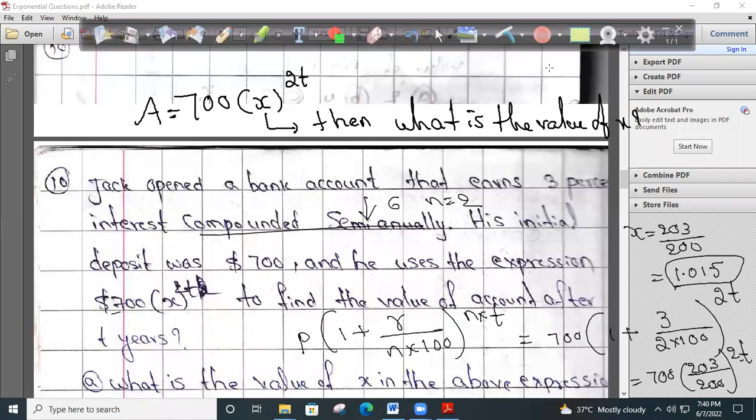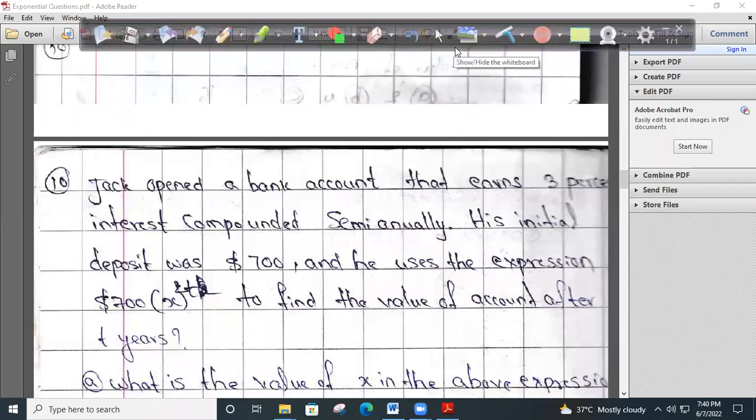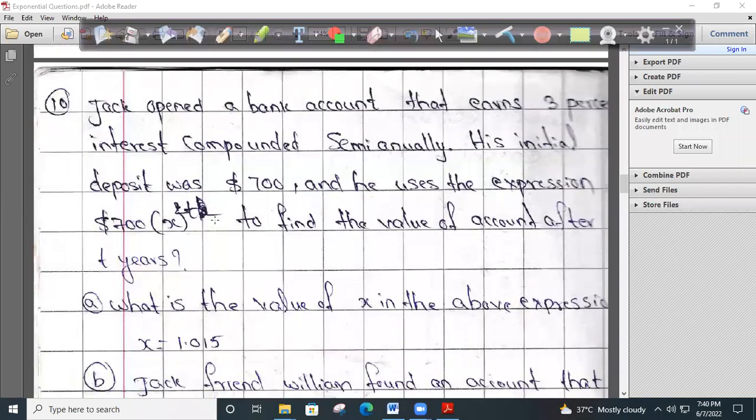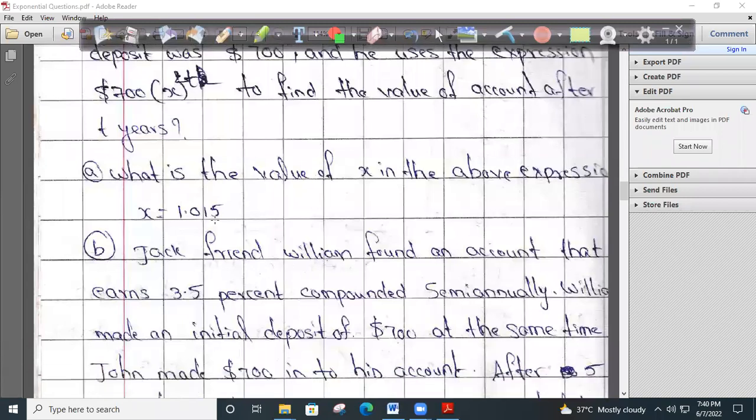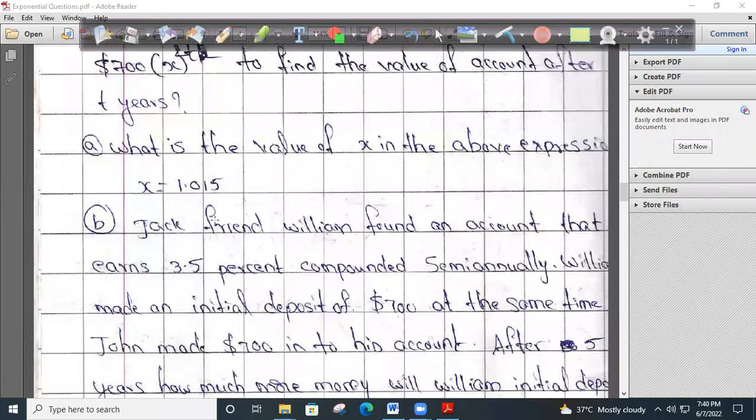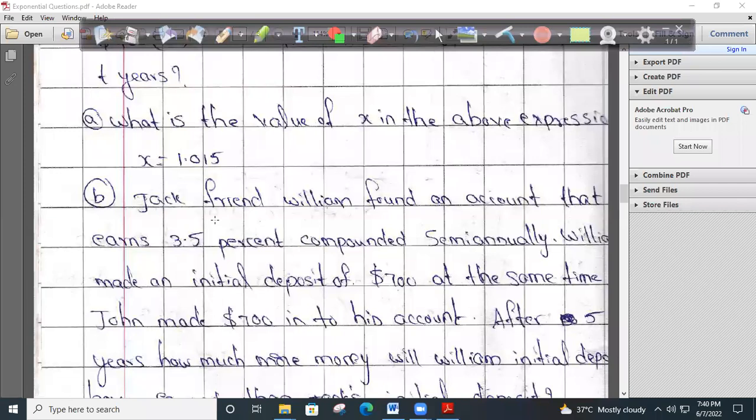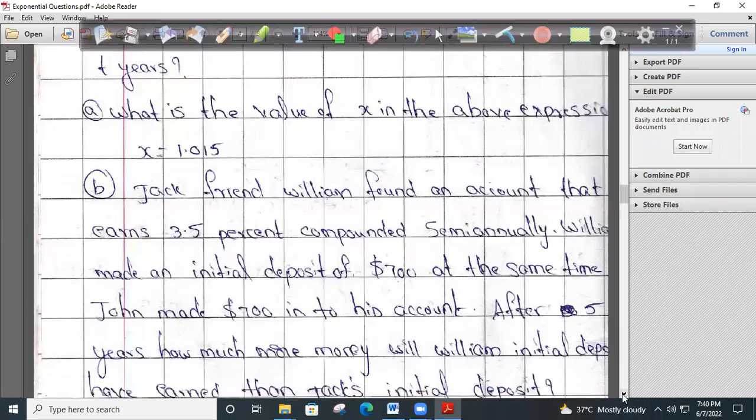Now, there is a B part to this. Let us solve the B part also. Let us see what the B part given in the question is and try to solve. Everyone, please be careful. You can use your calculators. I'll read out the question.